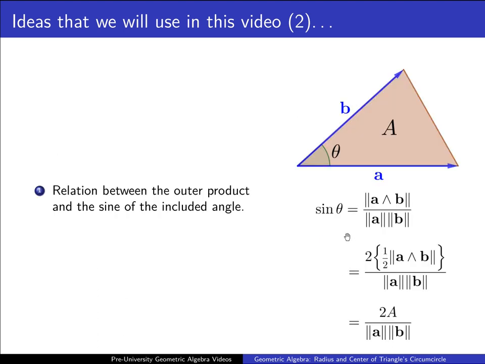Another idea that we will use is the relationship between the outer product of two vectors and the sine of the included angle. And you can work down through this a bit yourself. The norm of the outer product of these two vectors is twice the area of the triangle that's formed. So we come down to sine of theta is twice the area of the triangle divided by the product of the norms of these two vectors.